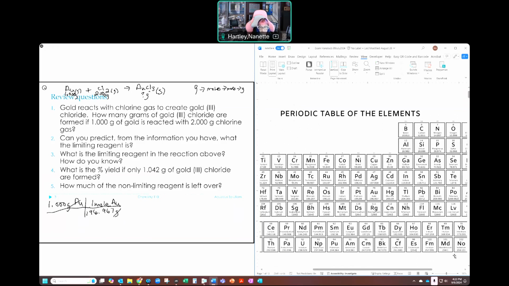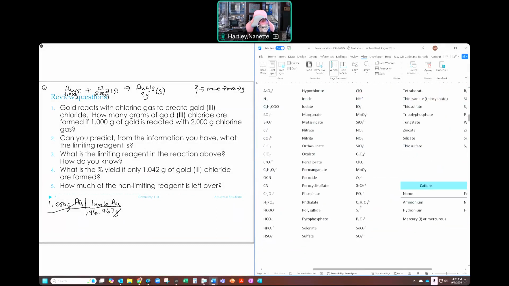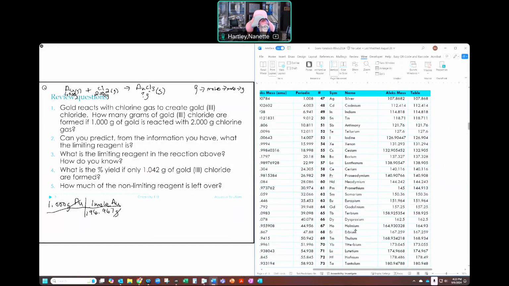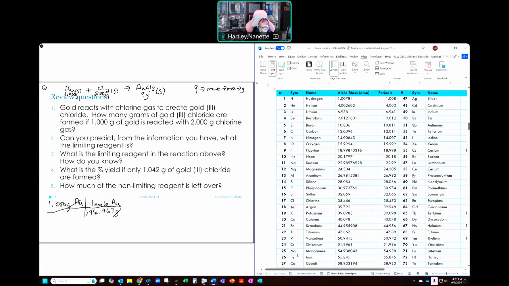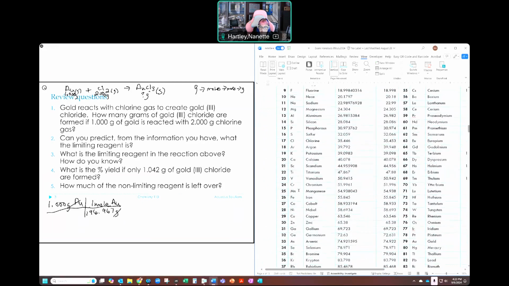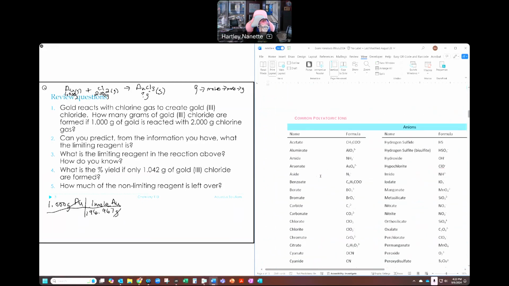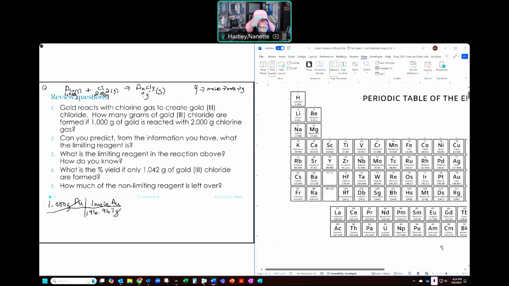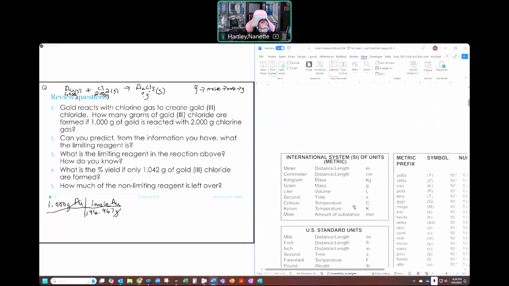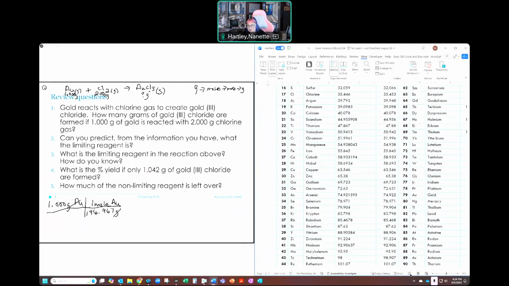Now, if I'm on the test and I can't see that, then I can scroll down and look at this table that's down here. I can find where gold is. I should have looked because I can't remember what gold's number is. Gold is 79. So I can come down here and find 79. Gold is right there.